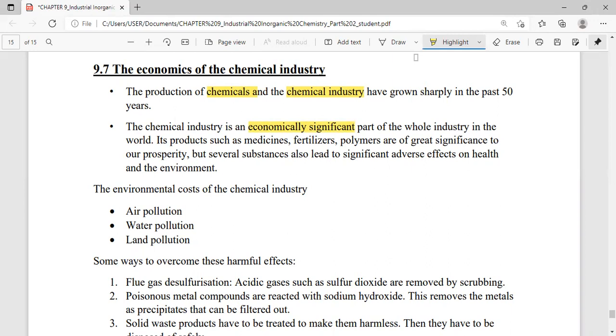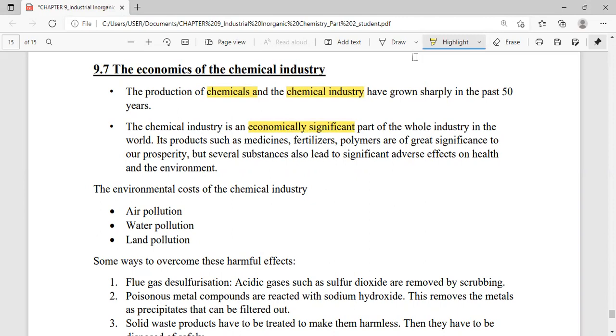There are so many other industries, food industry, textile industry, and so on. But the chemical industry is also economically important because they deal with the production of goods and the making of substances. They make a lot of money, a lot of people are employed there, and as consumers, we also buy the products. So there is a lot of money moving there.